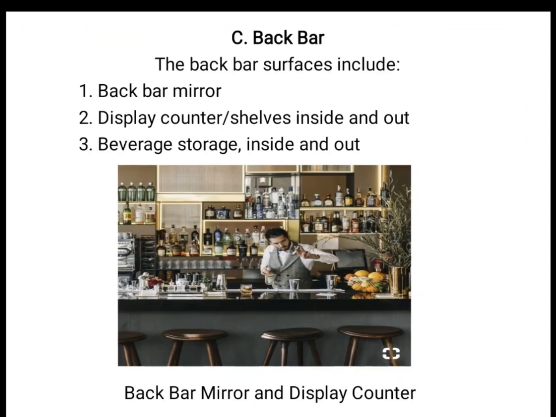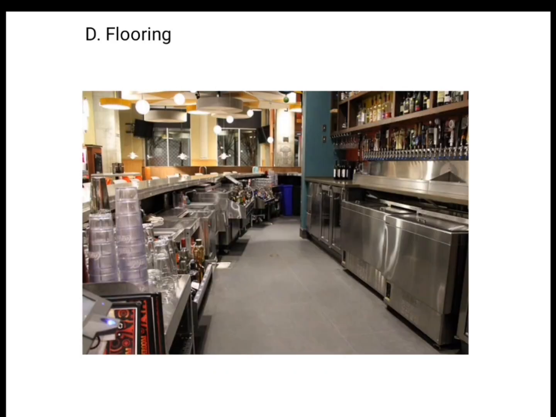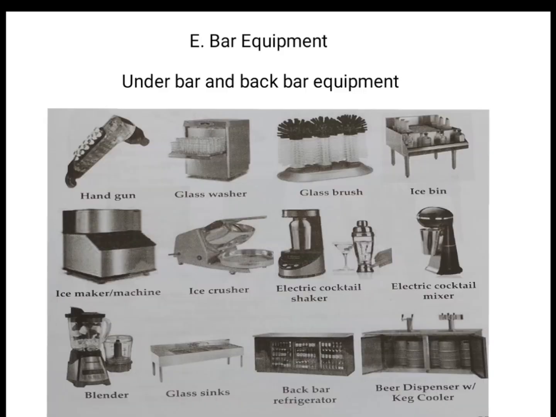So next is bar back. The bar back surfaces include first the back bar mirror, display counter, shelves inside and out, beverage storage inside and out. So this is the back bar mirror and display counter. So this is the flooring. So this is the bar equipment, under bar and bar equipment.